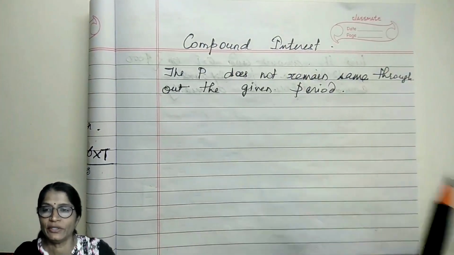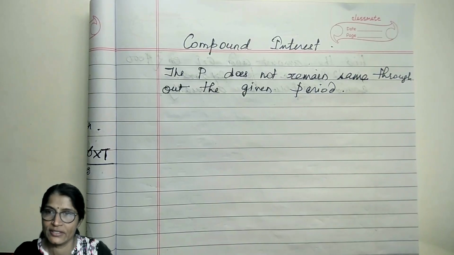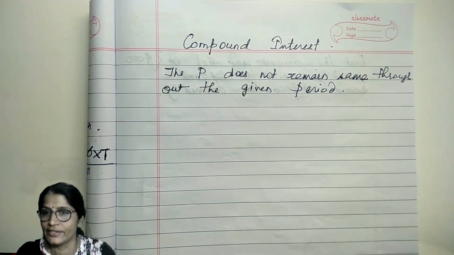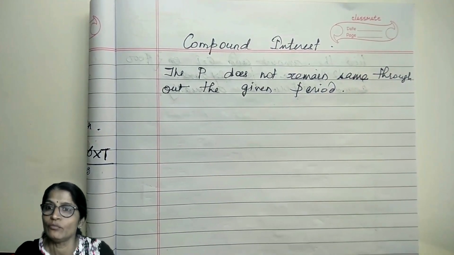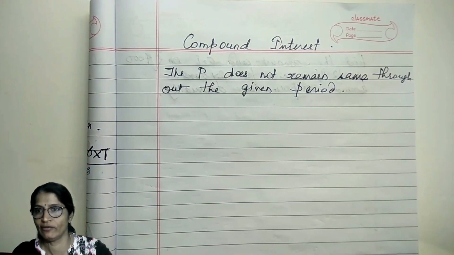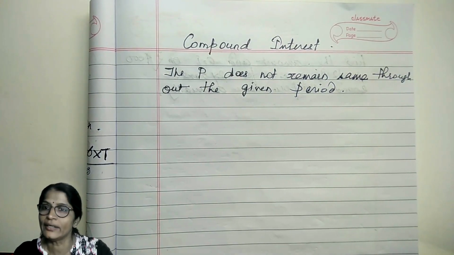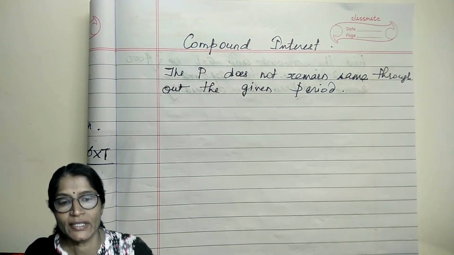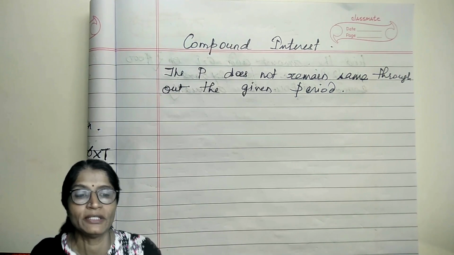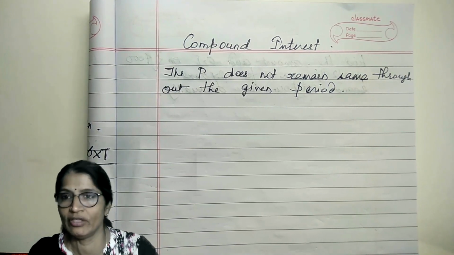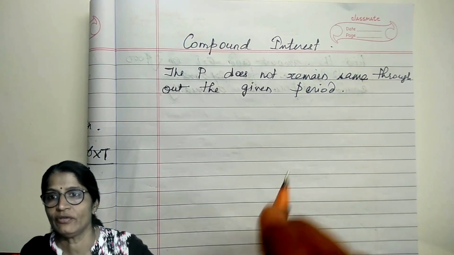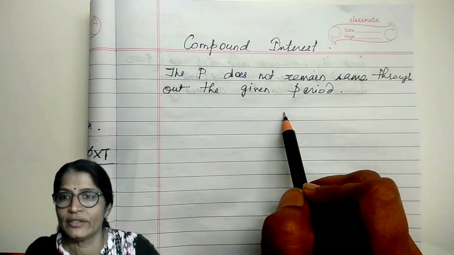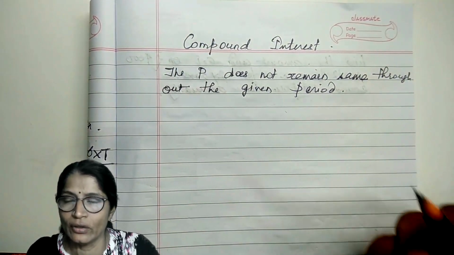Now the difference between simple interest and compound interest is that in case of simple interest, the principal remains the same throughout. Whether it is 4 years, 5 years, 10 years or 100 years, the principal will remain the same. It will not change. But in case of compound interest, the principal does not remain the same throughout the given period. Why will it not remain the same? Because compound interest is actually the interest on interest.